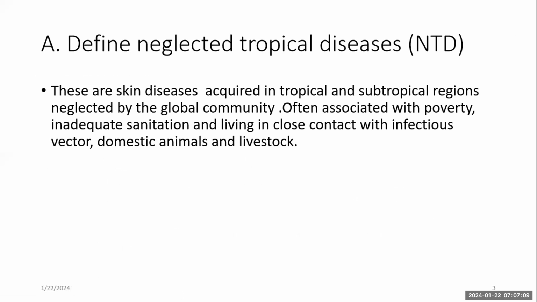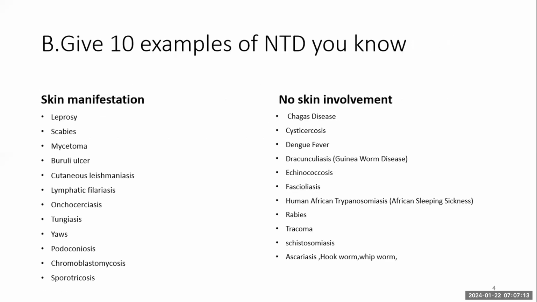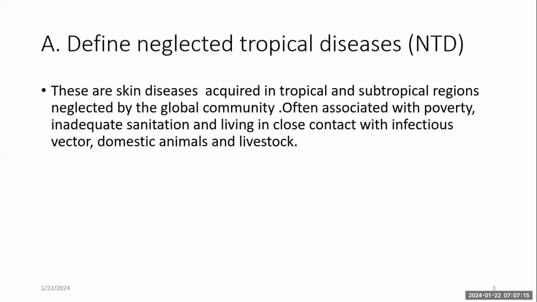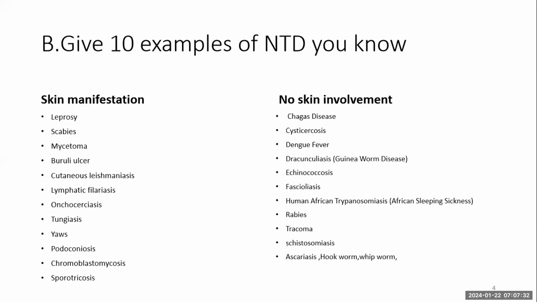So by definition, these are diseases that are acquired in the tropics and subtropical regions, and usually are neglected by the global community. They are often associated with poverty, inadequate sanitation, and living in close contact with infectious vectors, domestic animals and livestock. So the examples, I group them into those that have skin manifestations and those without skin manifestations.